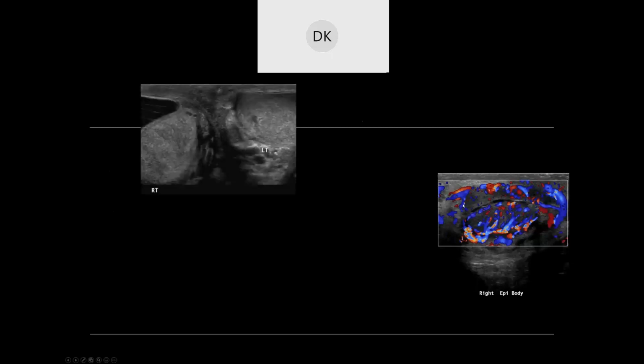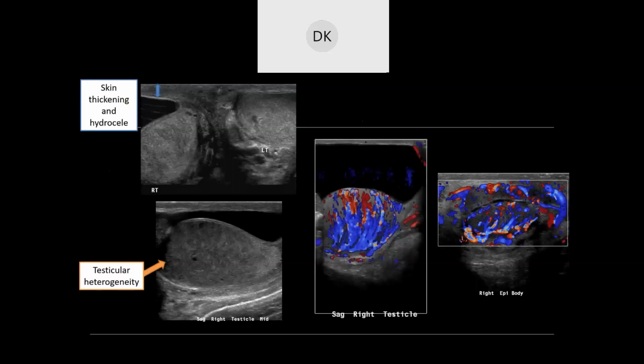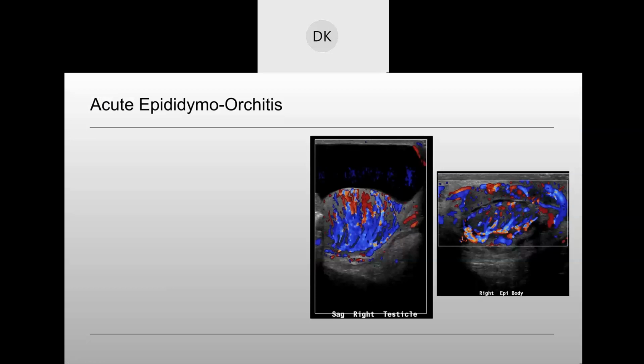This one's very hyperemic, and then the scrotal wall is also showing quite a bit of vascularity. When we look at the right testis there, you can see that there's skin thickening overlying that right hemiscrotum relative to the left. And then notice how the testis is heterogeneously hypoechoic. So when we add color Doppler, as you can expect, it's extremely vascular, showing that there's quite a bit of inflammation. So this is not just epididymitis, it's acute epididymo-orchitis.